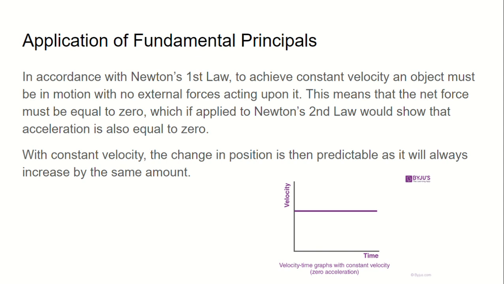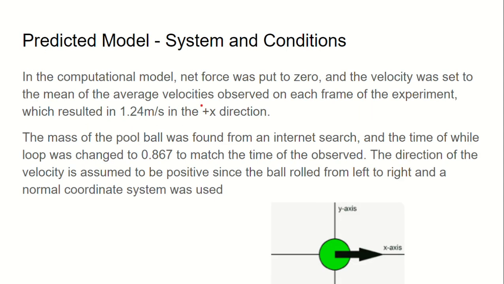In accordance with Newton's first law, to achieve constant velocity, an object must be in motion with no external forces acting upon it. This means that the net force must be equal to zero, which, if applied to Newton's second law, would show that the acceleration is also equal to zero. This can be seen in the graph below, as velocity is a straight line across the x-axis, showing that it is unchanging and has a derivative of zero. With constant velocity, the change in position is then predictable, as it will always increase by the same amount.